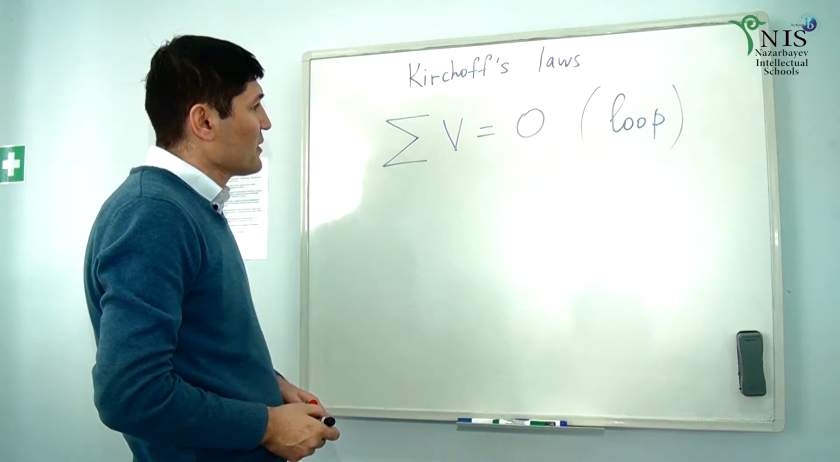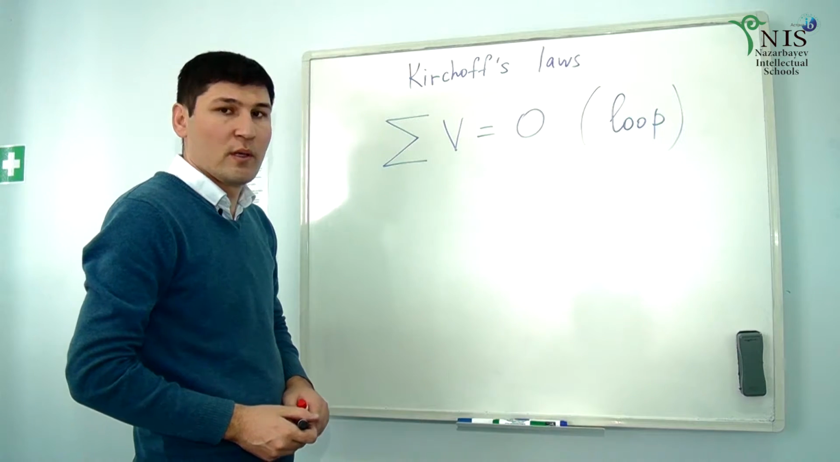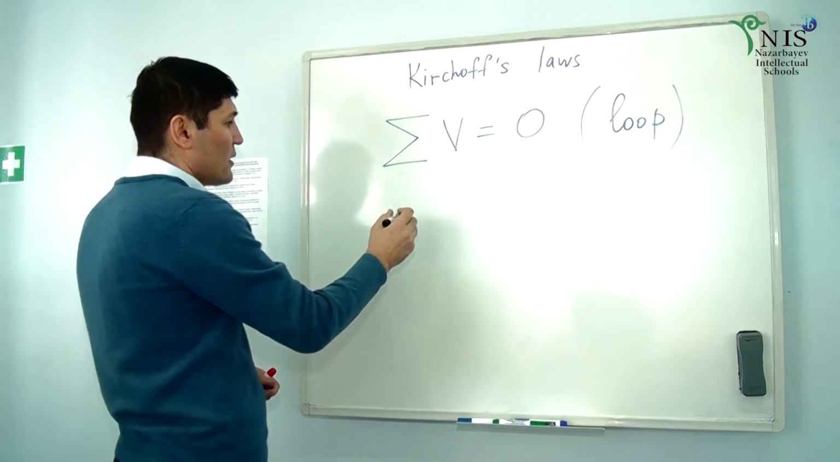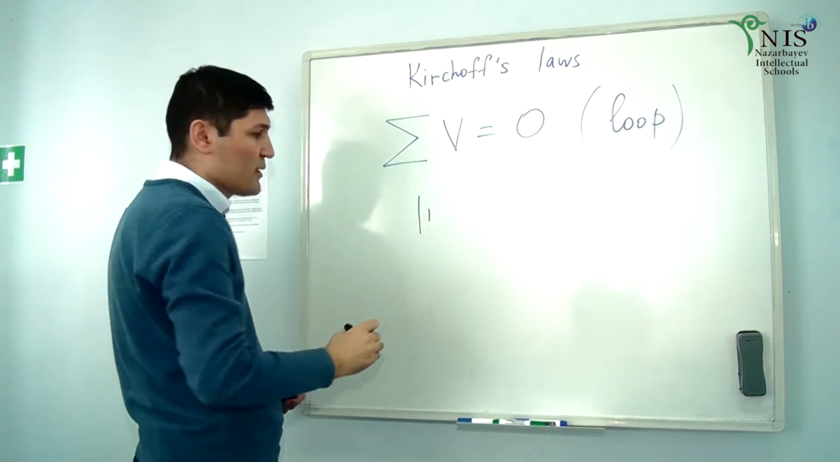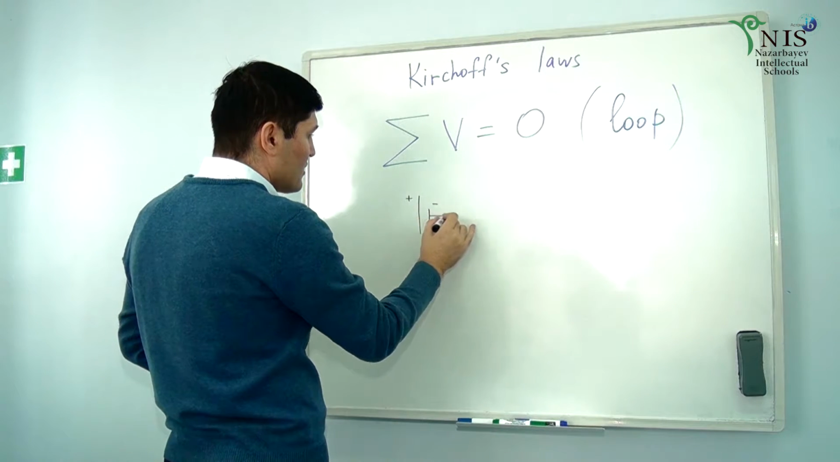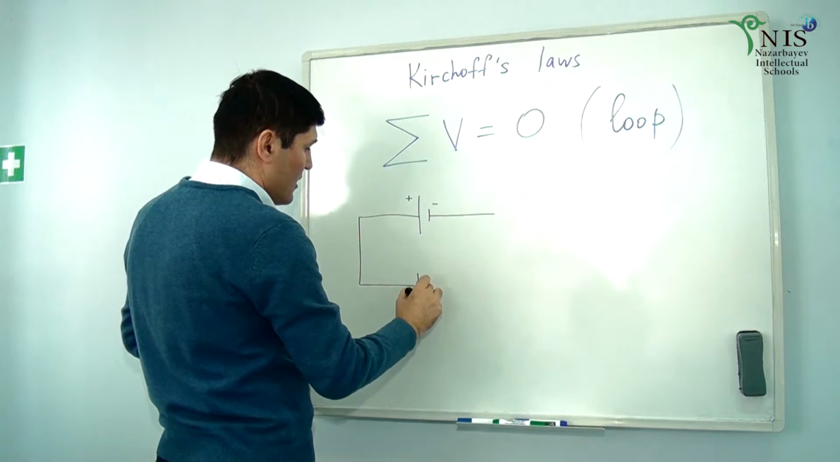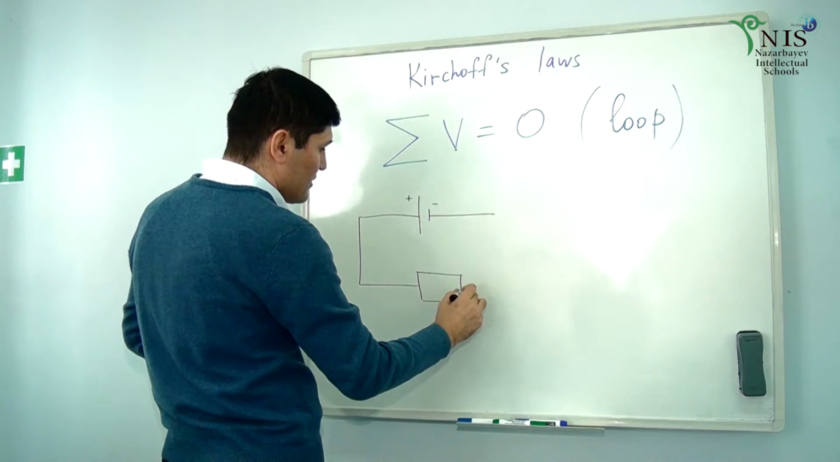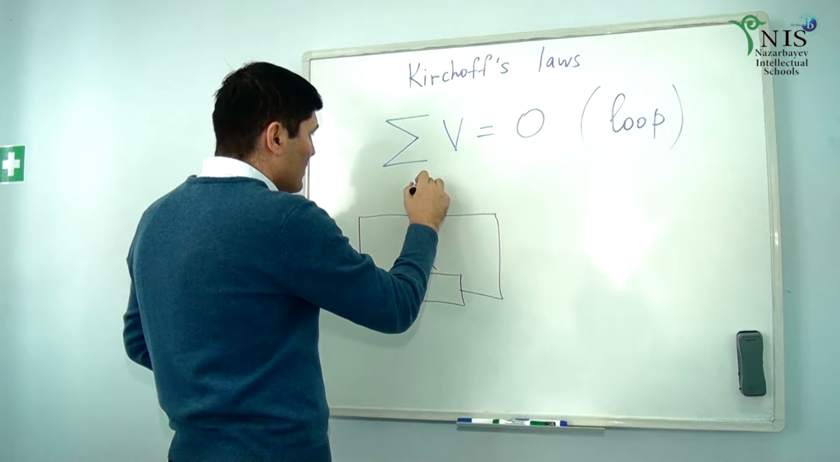This is the second law of Kirchhoff for a loop. So what's a loop really? Let's say we have a power supply or cell with positive and negative terminals, and these are wires, and this is a resistor R, and we have EMF here, epsilon.